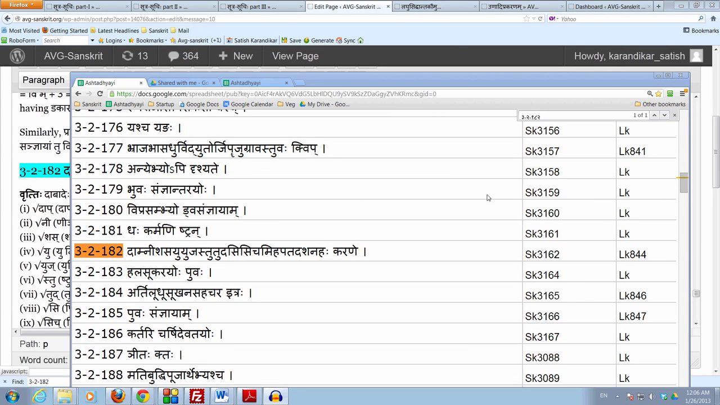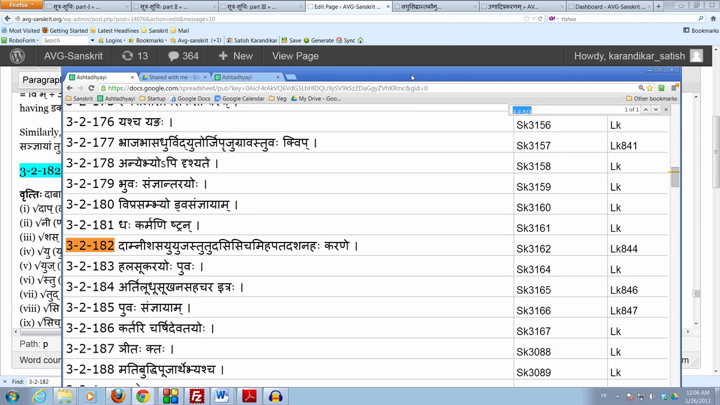Let us now move on and take a look at the Sutram 3.2.182, which says Dam Ni Shasa Yu Yuja Stu Tuda Si Sicha Miha Dashanaha Karane. This sutram prescribes this affix strun, which comes as an anuvritti from the prior sutram 3.2.181.